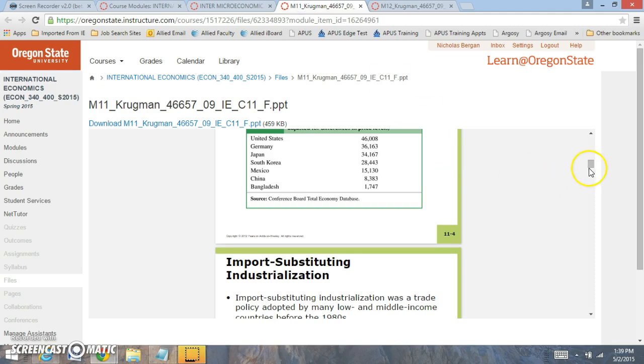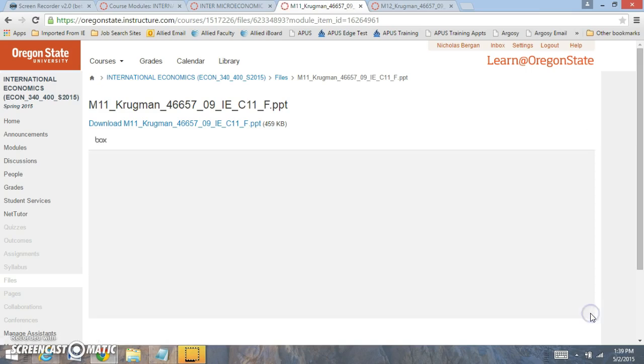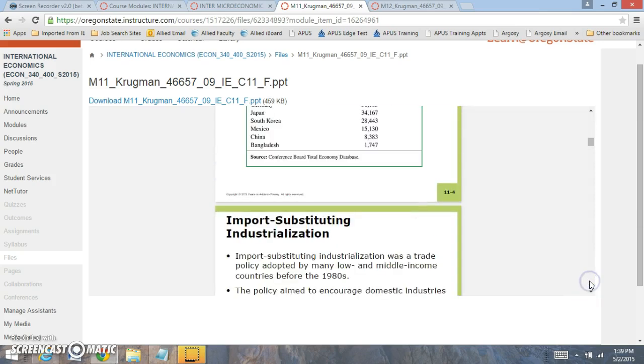So for this week, in chapter 11, we're looking at some trade policies in developing countries. Now there's a couple slides I want to go over.